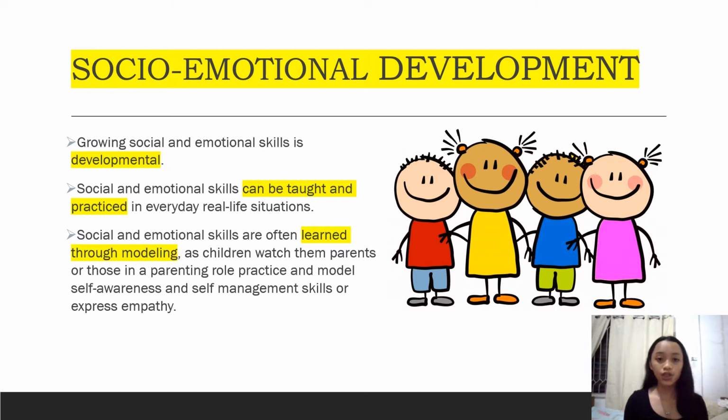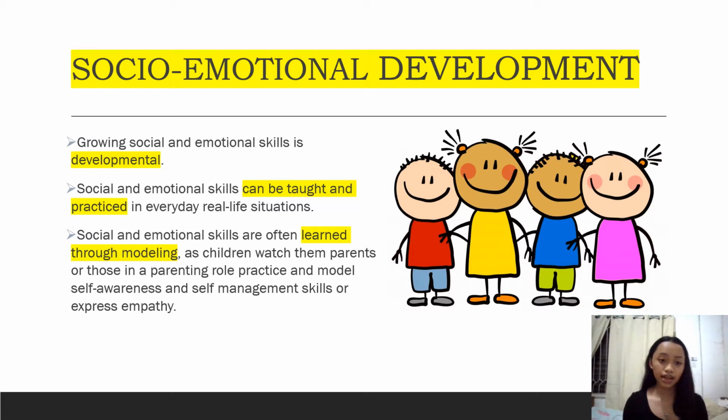Yes, because as children develop, so do their social and emotional skills. For example, young children are just learning to see themselves as individuals. So they are developing the understanding that they can have their own thoughts and feelings and that someone else can have different thoughts and feelings too.